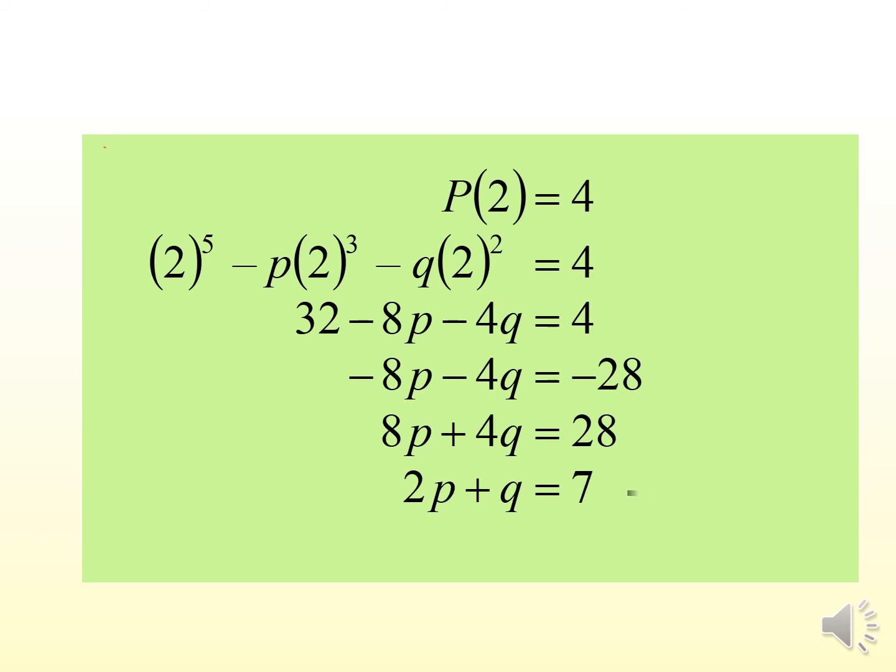For the second equation, from divisor x minus 2 equals 0, so x equals 2. From the remainder theorem, P(2) equals 4. 4 is the remainder when the divisor is x minus 2. Now substitute 2 into variable x. Simplify, so you can get the second equation, 2p plus q equals 7.